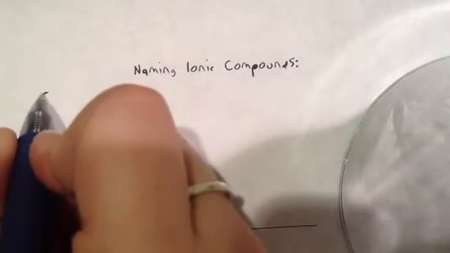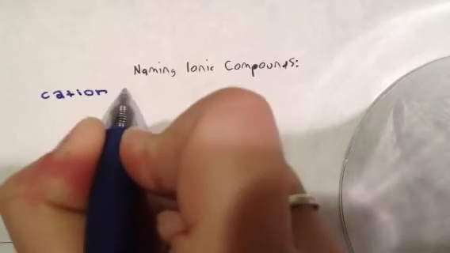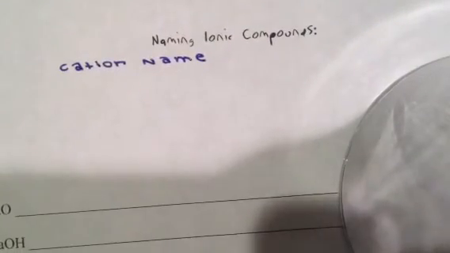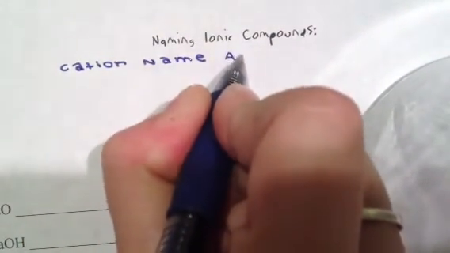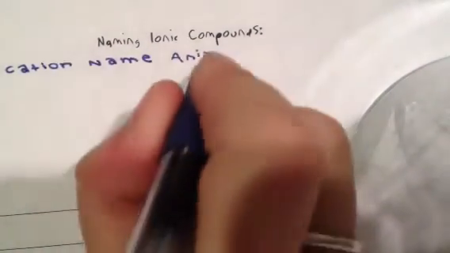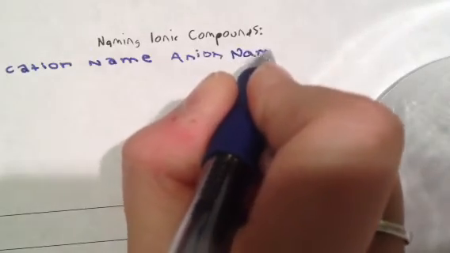Okay? Let's look right now at naming ionic compounds, since in the last section we just named cations and anions. Let's name ionic compounds. Now, it's not too tricky. All you have to do is write the cation name, followed by the anion name. Okay, so let's look at an example.